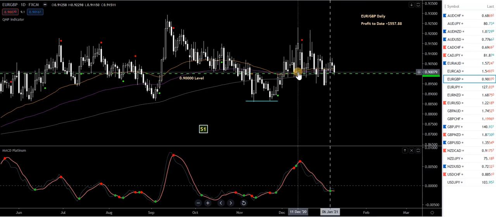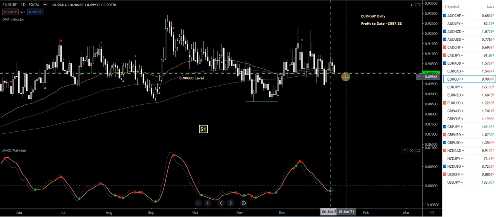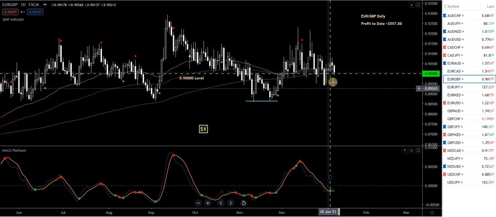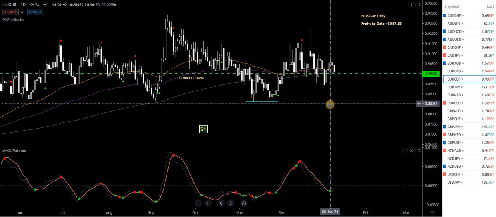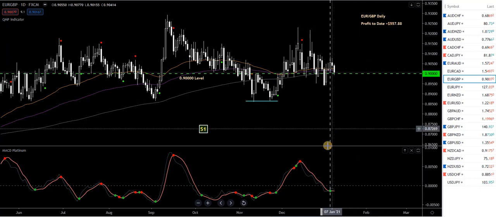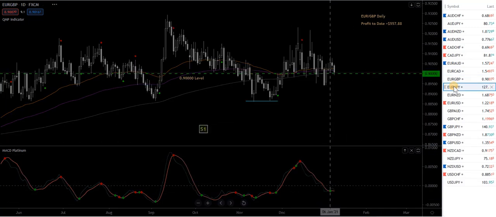Euro pound. The pound pairs have been tough to trade. So we had a sell signal. Last sell signal was here. And it's gone up, it's gone down, it's gone up, but now it's going down. This big number's the 90-cent level. They've been tough to trade, the pound pairs. At the moment, no trades on, made some decent profit on it. The warning signal's there because we've got a green dot on the MACD platinum below the zero level, so we're looking to buy, but nothing happening at the moment.